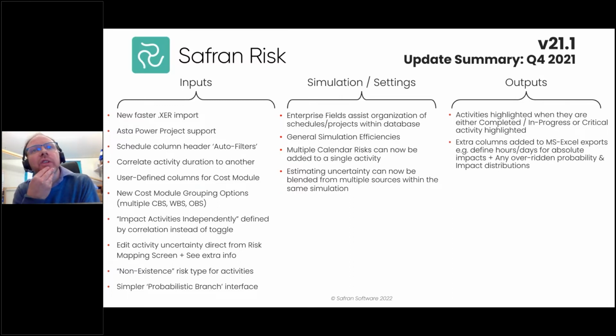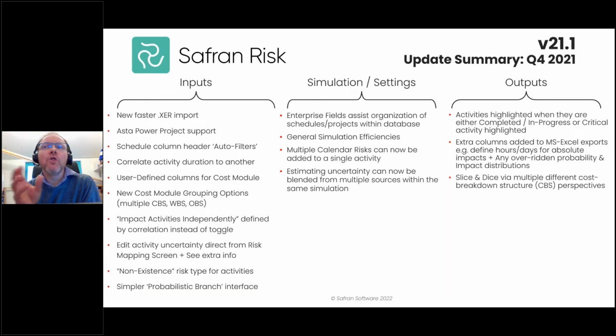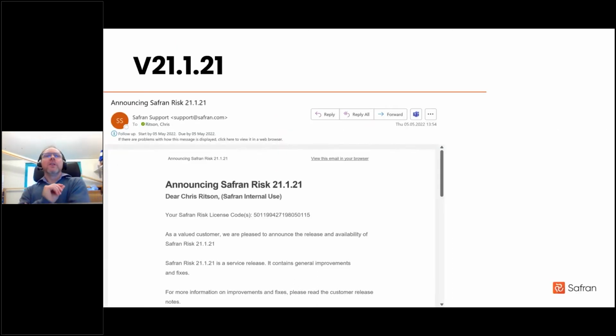And extra columns have been added to the Microsoft Excel export, so you can now define your hours and days for absolute impacts, and also there's some columns there for overridden probabilities and impact distributions. And also going back to that OBS, WBS, CBS, you can now view and slice and dice and look at those different things on your cost model outputs as well. So that's quite clever.